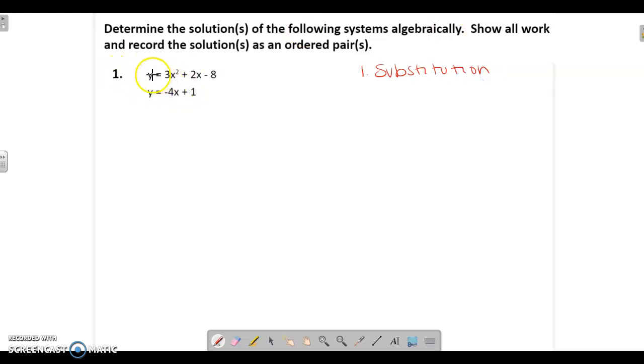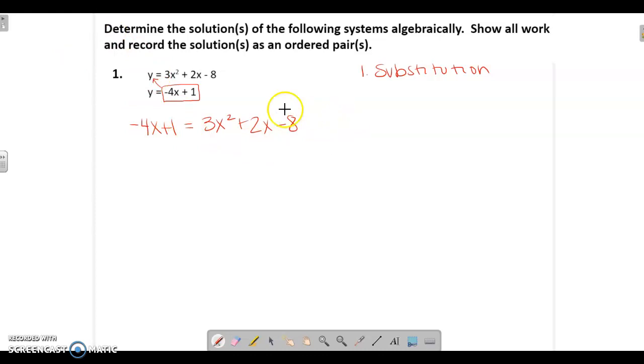And what we can see here is both of these are y equals. Y equals 3x squared plus 2x minus 8, that's our parabola, and y equals negative 4x plus 1, that's our line. But they're both set equal to y. So if y equals negative 4x plus 1, I can substitute negative 4x plus 1 in for the y here. So I get negative 4x plus 1 equals 3x squared plus 2x minus 8.